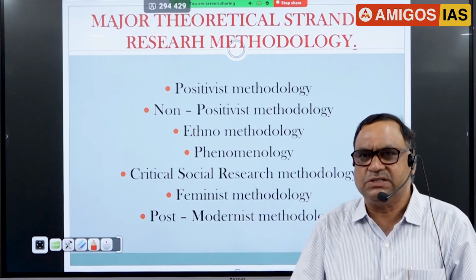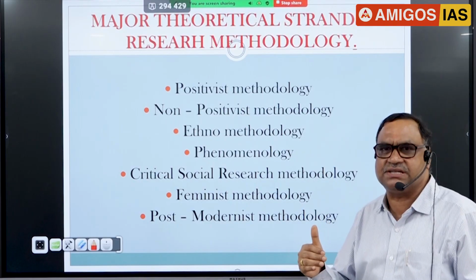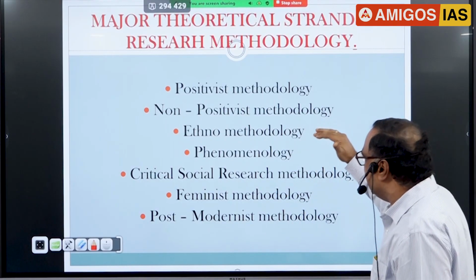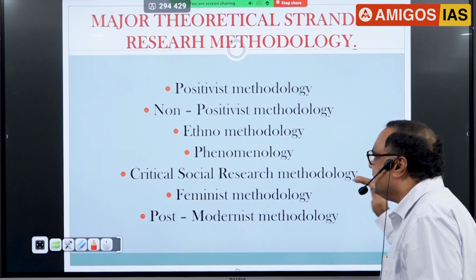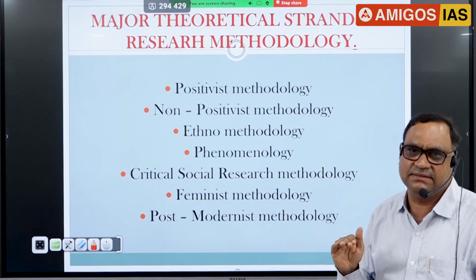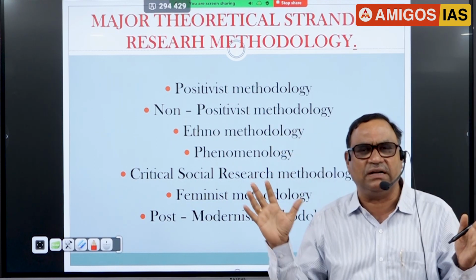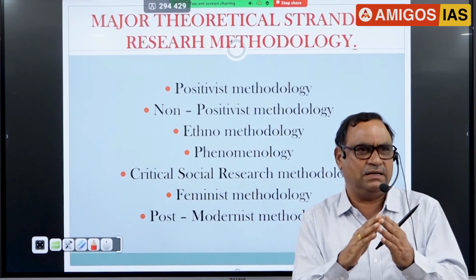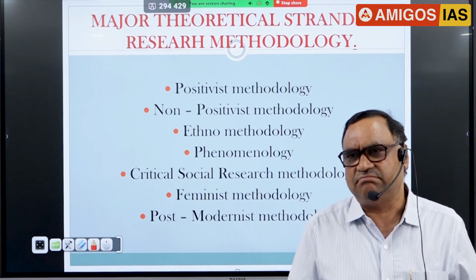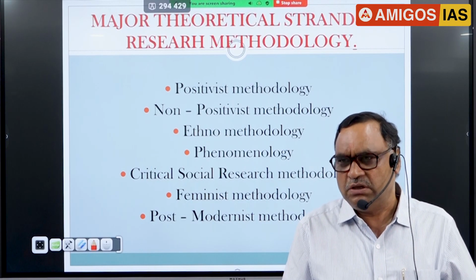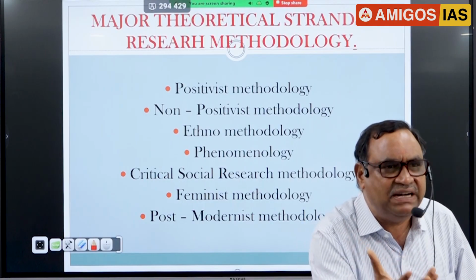Okay. So apart from the positivist methodology, there are many other methodologies like non-positivist methodology, ethno-methodology, phenomenology, critical social research methodology. This is again a very important methodology. All these methodologies, ethno-methodology, phenomenology, I'll discuss later. They believe that whatever is visible, it is a reality. I told you, sociology is an empirical science. Means what? For which you have an empirical evidence.